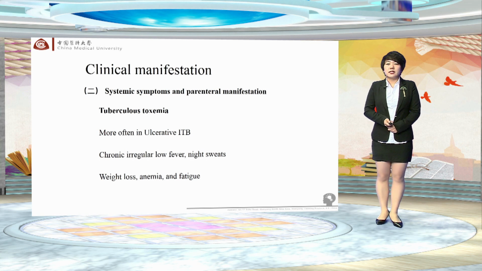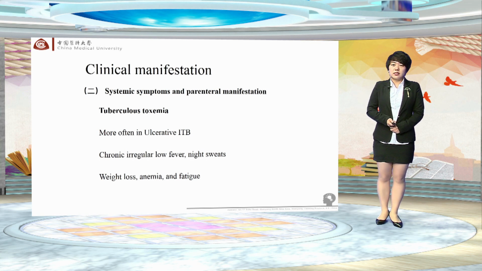Now we look at the systemic symptoms. We focus on tuberculosis toxemia, more often in ulcerative ITB. The patients will have chronic irregular low fever, night sweats, weight loss, anemia, and fatigue.